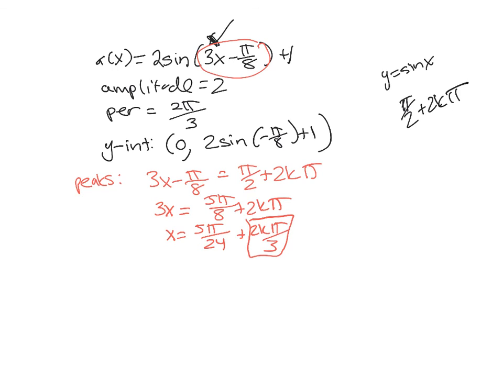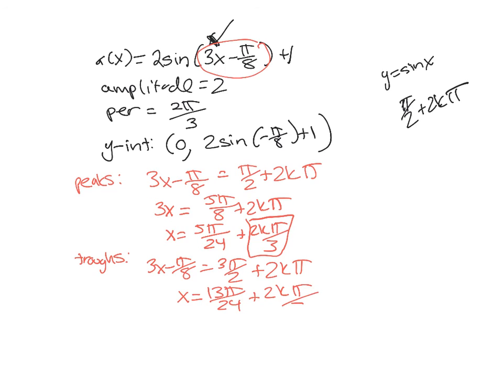Okay, and let's then do our troughs, or our low points. So originally the troughs were every 3 pi over 2 plus 2k pi. So let's see where they are now. 3 pi over 2 plus 2k pi. All right, adding pi over 8 and dividing by 3. Let's just do this in one step here. We're going to get 13 pi over 24 plus 2k pi over 3.